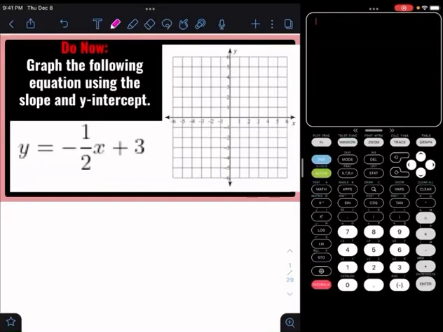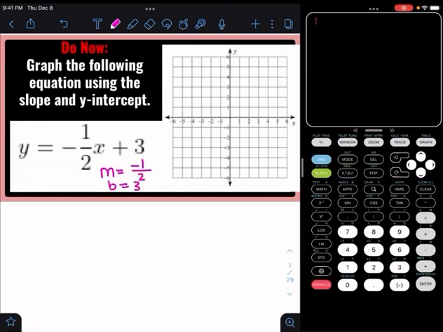By now we know how to graph with a y-intercept and a slope. We also know how to change equations around so they're in y-intercept form. So let's practice this. First thing you need to do is identify what is your slope. Here our slope is -1/2 and our y-intercept is 3.